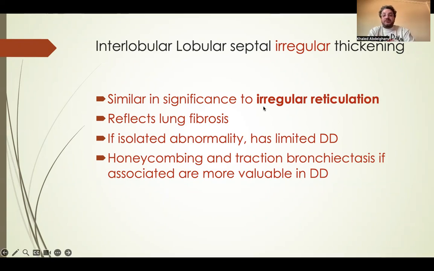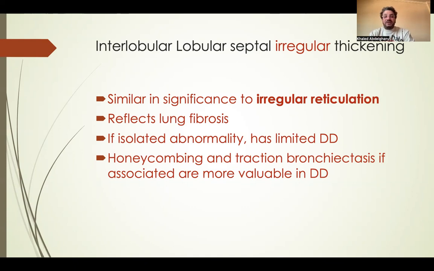Why? Because we have two types of lines or septation. We have the interlobular septa and we have the intralobular lines. The boundaries of the secondary pulmonary lobule are the interlobular septa. The reticulation within the pulmonary lobule is called intralobular lines.